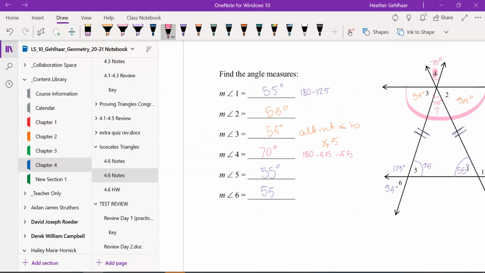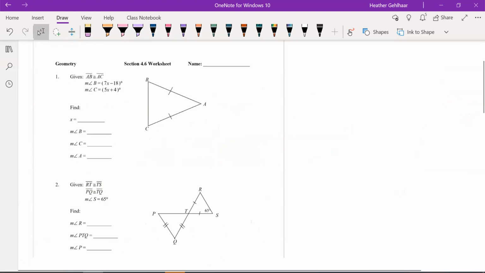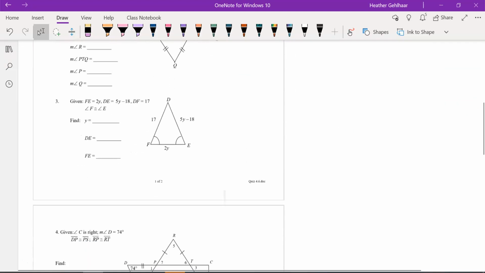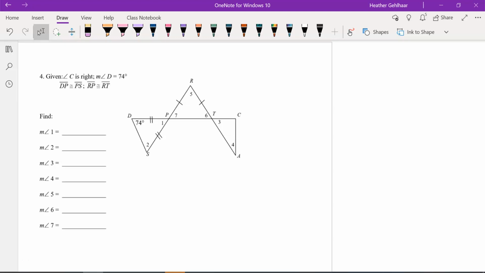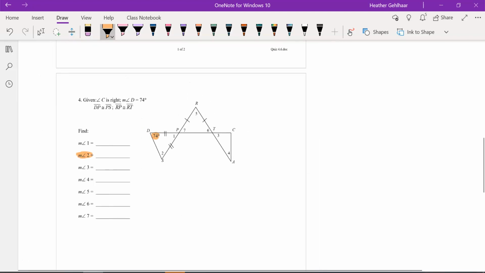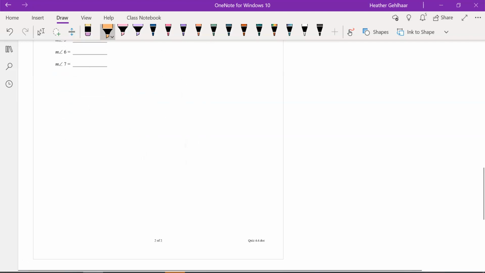Your homework here is the 4.6 homework. Okay, so the 4.6 homework, it is the worksheet. It's a couple problems similar to what you saw today. Number 4, I suggest you start where you are given. So we're given this here. So you're going to start with angle 2 and then go to angle 1. I promise that'll be more helpful, okay? And then don't forget to write down all of your notation that you are given to help you.